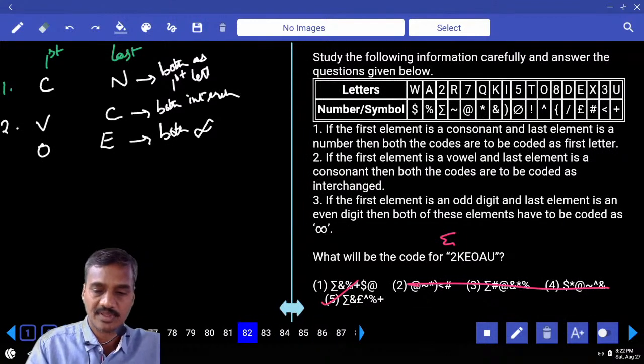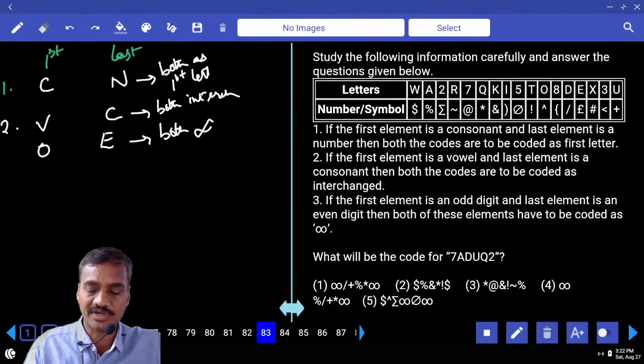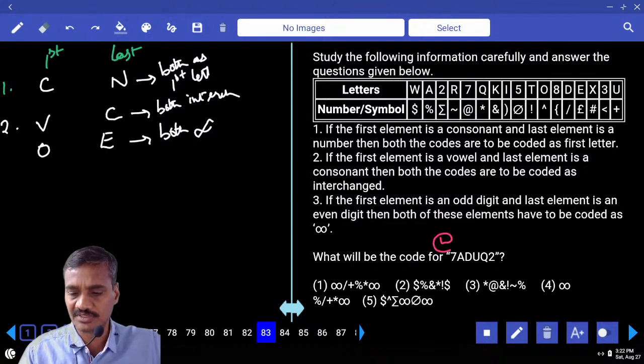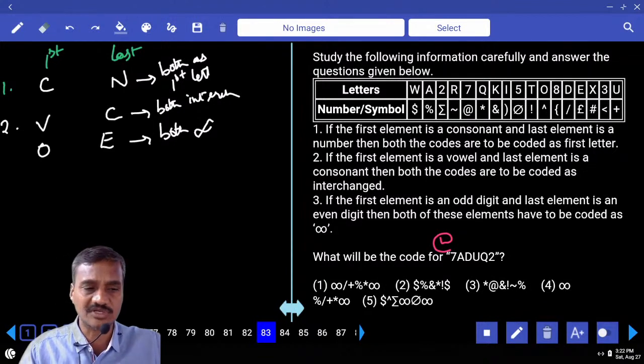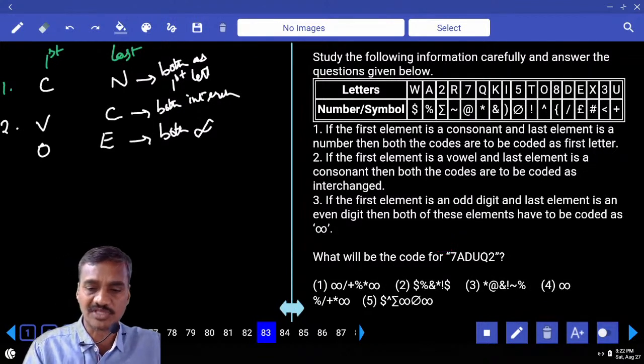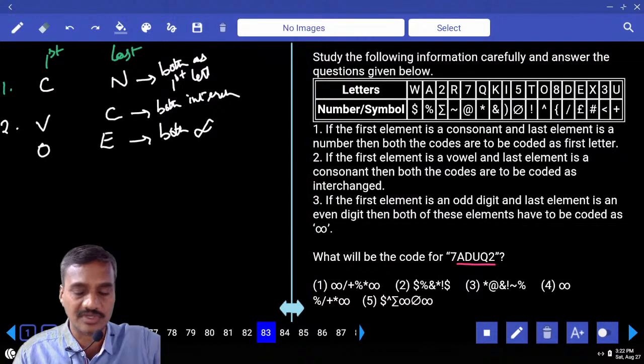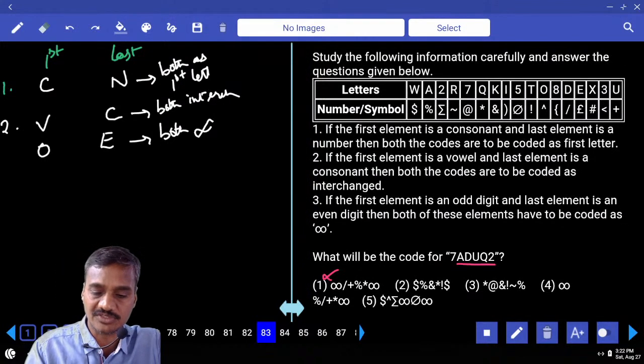82 choice 5. And 83. And what is the code for 7AD? Now 7 is what? N number. Again, at the rate of. At the rate of should be the first element. Avuna kada? At the rate of manaki first element unda. First element is an odd. Yes. First element is an odd. And the last element is even. Odd and even. Odd and even comes under the last one. Both must be as this symbol.